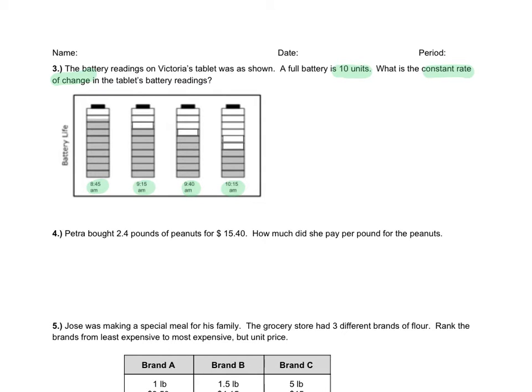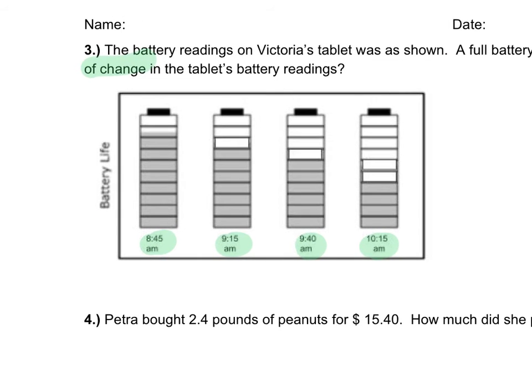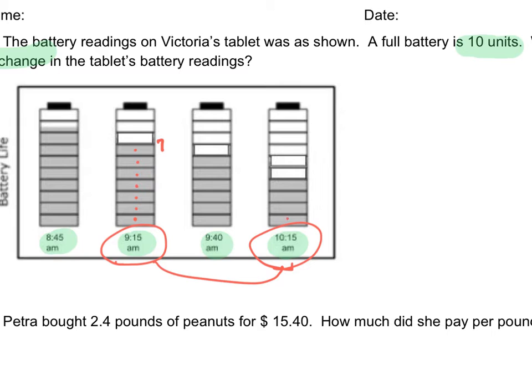So let's look. Do we see a conversion here that is an hour? Do you see a place where an hour is taking place, a time lapse? 9:15 to 10:15. Perfect, okay? So at 9:15 the battery was 1, 2, 3, 4, 5, 6, 7. It was at 7 units, or 70%, but we're going to go with units, because a full battery is 10 units. At 10:15 it was 1, 2, 3, 4 units.